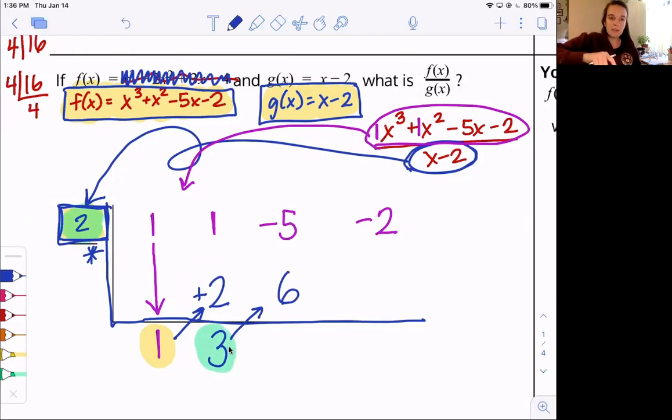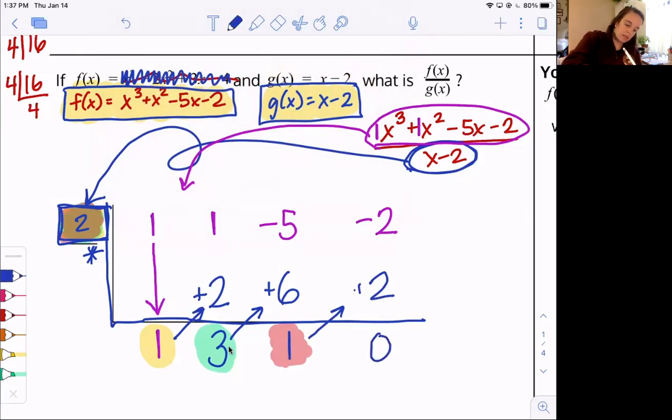Right, so I went down, multiply, cross, down, multiply, cross. Now I'm going to go down again. So -5 plus 6 is +1. And now I'm going to multiply again. I'm going to multiply 1 times 2. 1 times 2 is 2. So right here is going to be 2. And -2 plus 2 would be 0.